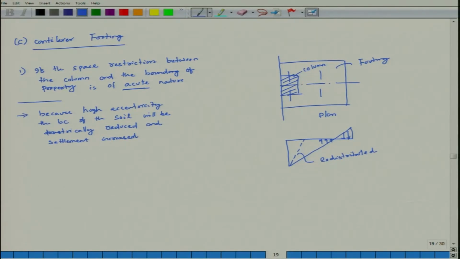So, look at here, there is a cantilever footing. Why do I say it is a cantilever footing? The space is restricted here. This is my boundary, I cannot go beyond this. And the column has been designed so that it will be placed here. So, hardly any space, number 1. Because of that, high eccentricity will be developed. Once high eccentricity is developed, your settlements will be more. Then what is the solution?